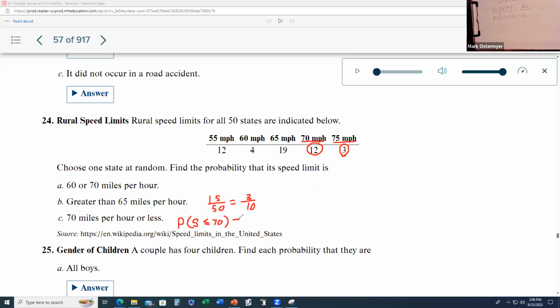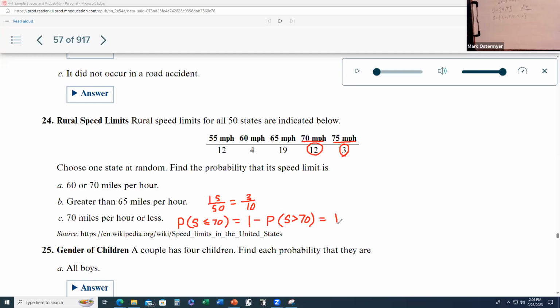Well, ladies and gentlemen, do you agree by our complementary probability rule? This would be saying 1 minus the probability of the complementary event. And what event is complementary to saying that the speed limit is less than or equal to 70? If the speed is not less than or equal to 70, it must be greater than 70 miles per hour. So this is the quicker way to evaluate this probability using your complementary probability rule.